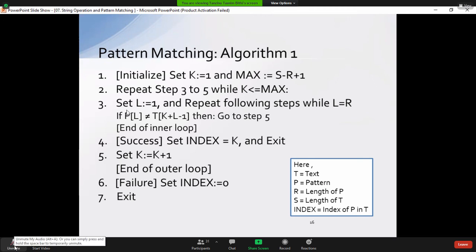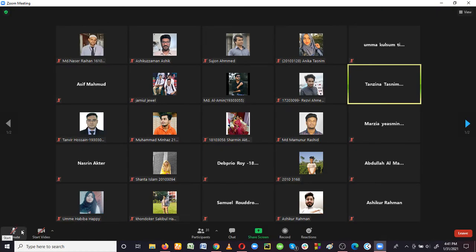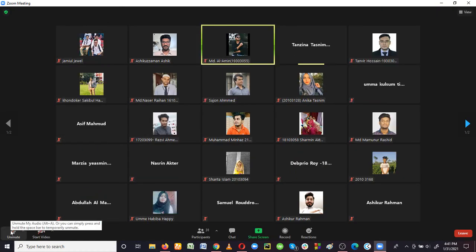Step number 3 is set L equals to 1 and repeat following steps while L equals to R. So our first, what was the first step?